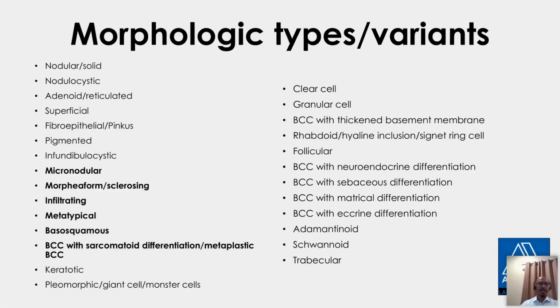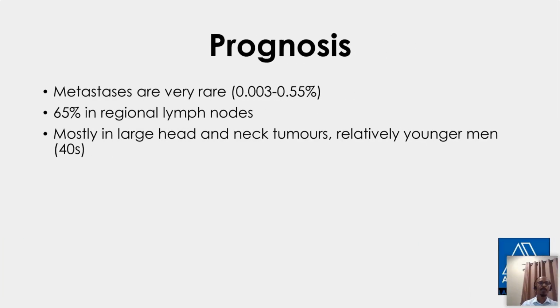Now, the morphologic types of BCCs, there's a lot of them. There's at least 20. It might even be more than 30 of them. Most of these are not really of importance in terms of clinical practice, but there are some which are quite important for you to keep in mind, and I have highlighted those ones, and I will discuss them at a later stage. Most BCCs are locally destructive lesions.